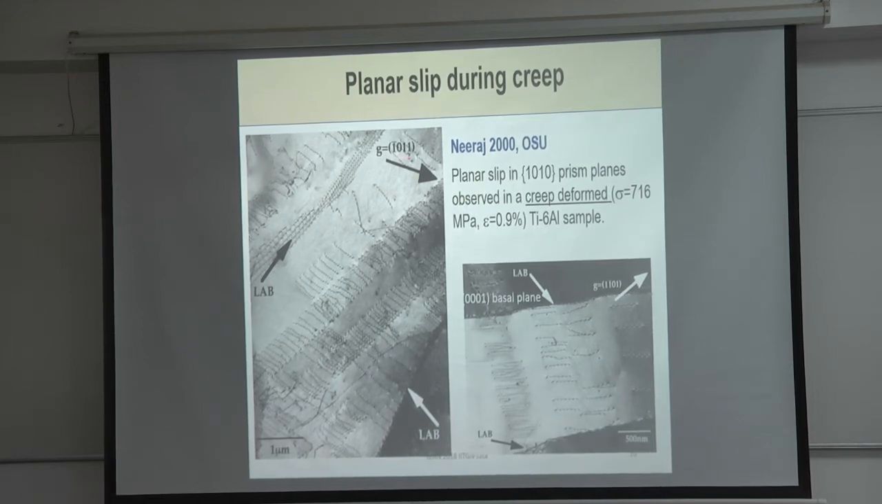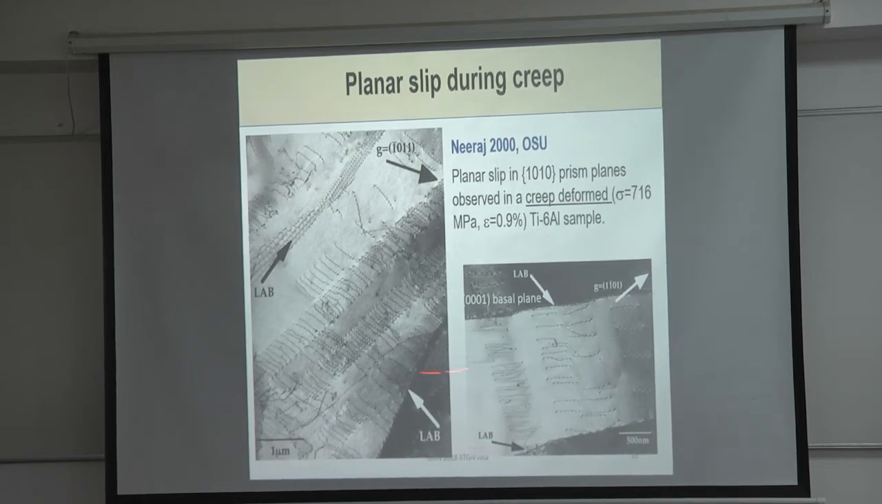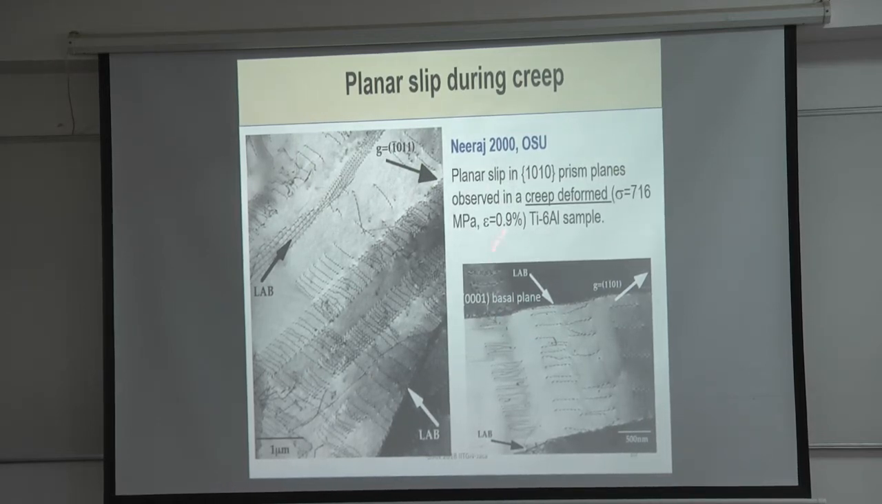Planar slip in prism planes observed in a creep deformed sample at 716 MPa, 0.9% strain, in a titanium 6 aluminum sample. So it's all alpha. Everything is alpha phase only. And beautiful slip bands. Another, so that's prism plane. This is basal plane. Beautiful slip bands. Very nice.